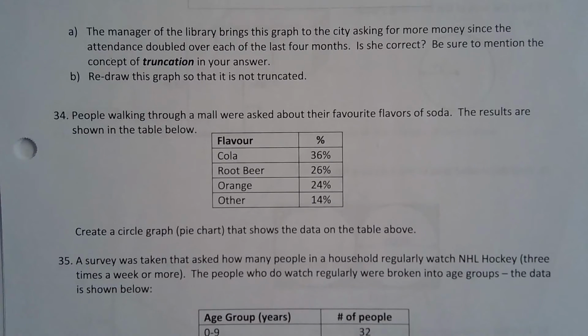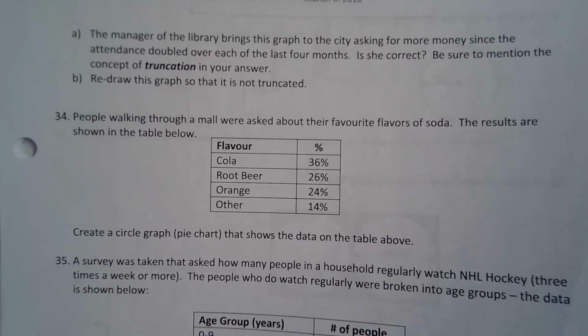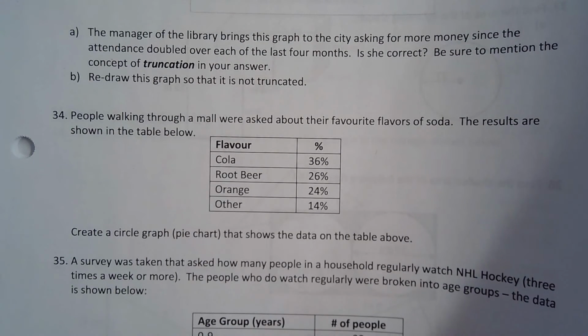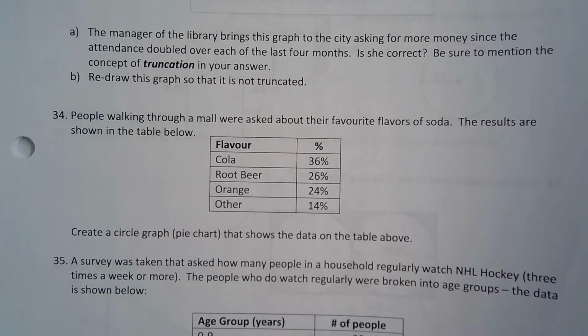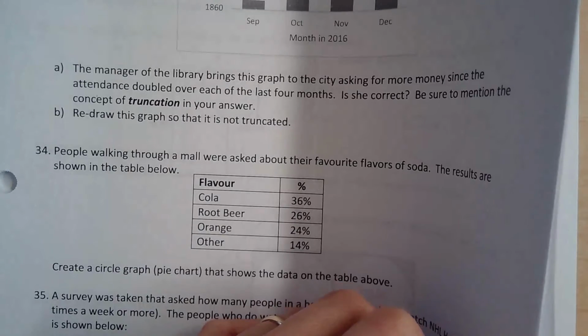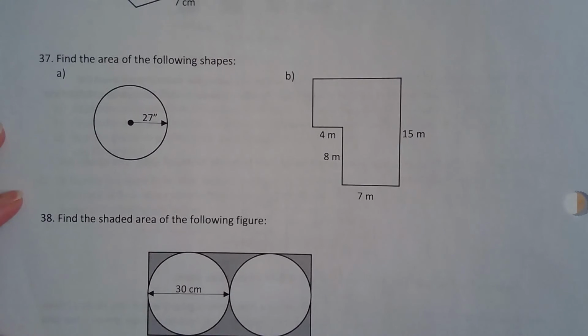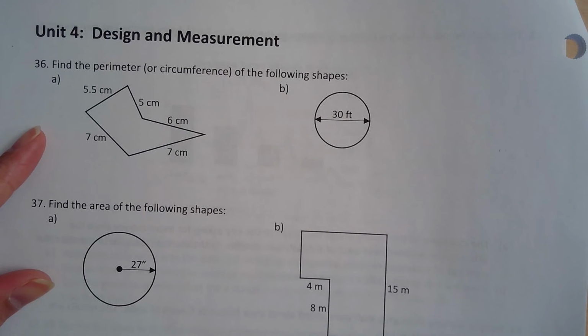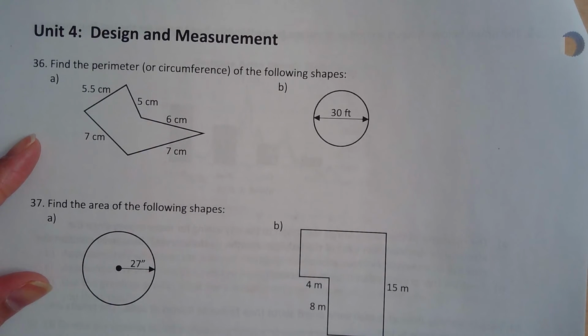Page 7 are graphs. We're doing this one, the review. You're looking at the wrong one. Okay. Anything in Unit 4, design and measurement? So all of the formula for design and measurement, area, perimeter, volume.